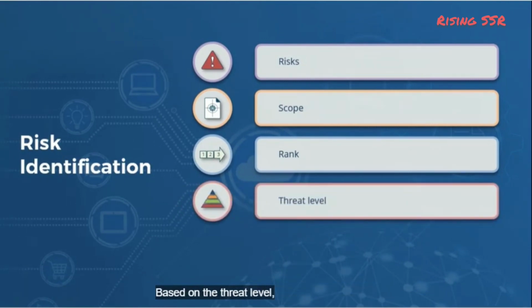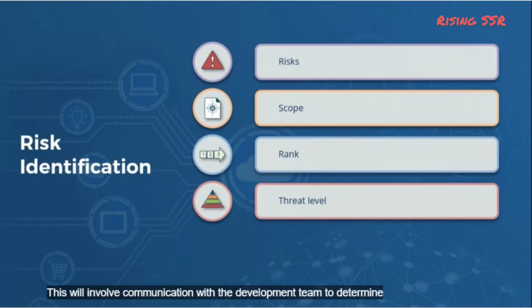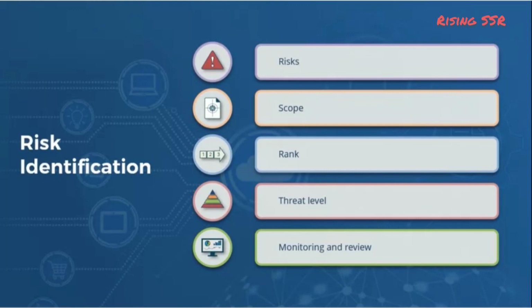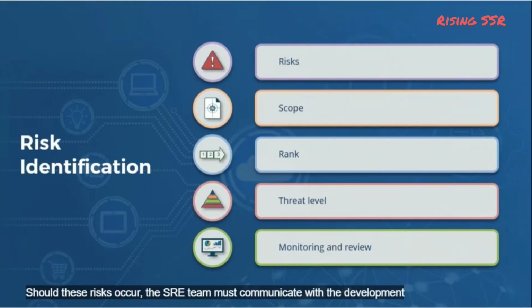Based on the threat level, the SRE team needs to determine a mitigation of risks. This will involve communication with the development team to determine a technical strategy, as well as keeping the product team informed, so they can understand the risks and mitigations from a business perspective. And finally, the SRE team is responsible for monitoring and reviewing these risks with the goal of avoiding them. Should these risks occur, the SRE team must communicate with the development and product teams accordingly.